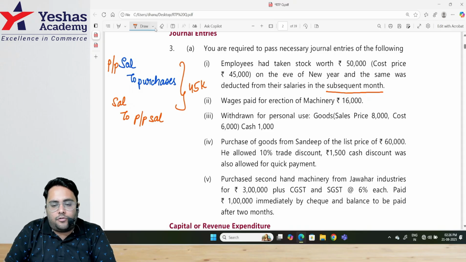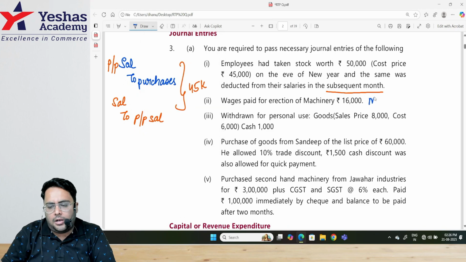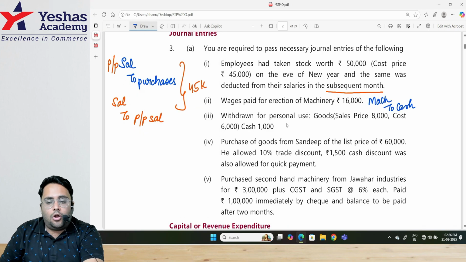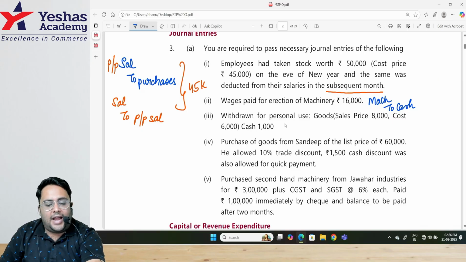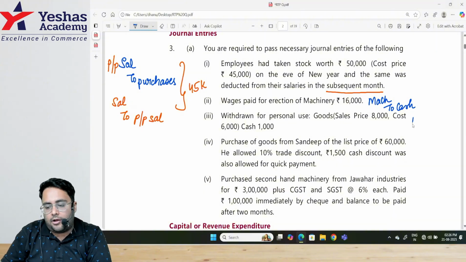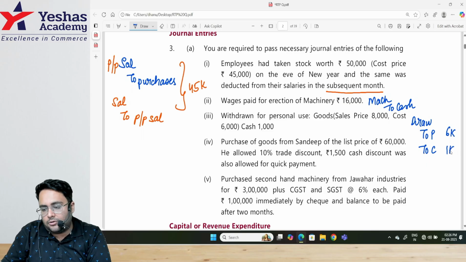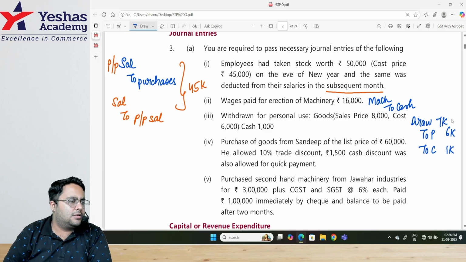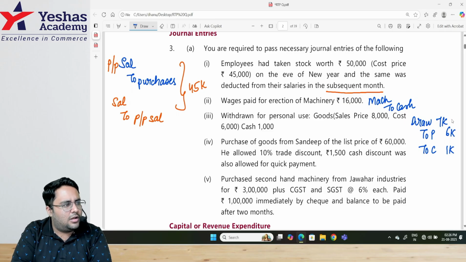Wages paid for erection of machinery 16,000. Very simple. Machinery account debit to cash. Withdrawn for personal use, goods of selling price this much, cost price this much, and cash rupees this much. What will you record? Drawings account debit to purchases to cash. Purchases 6,000. Drawings of cash 1,000. Total drawings 7,000. Easy, not easy? Very easy. How many of you got all correct till now?